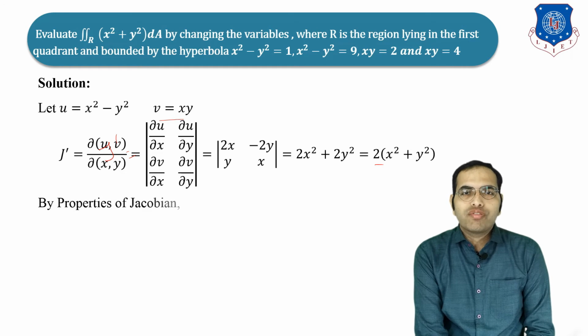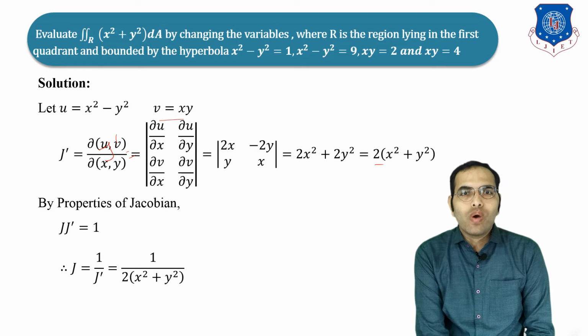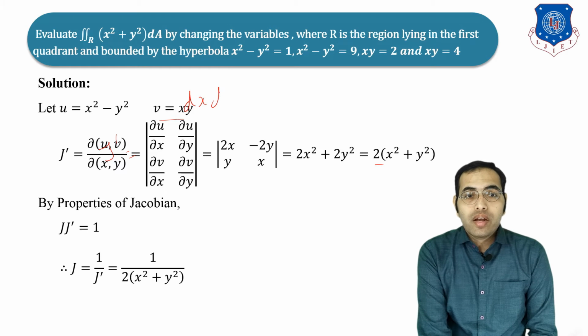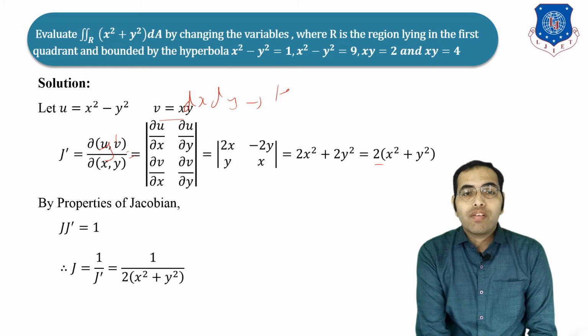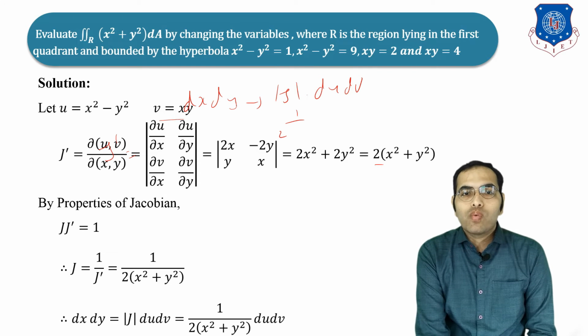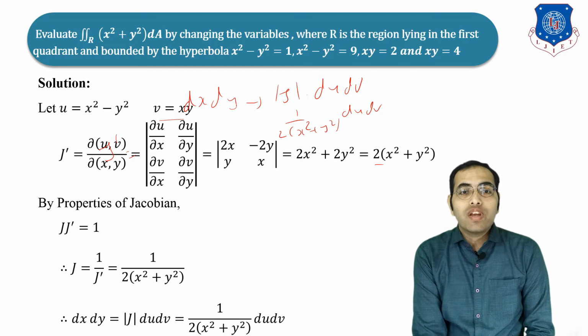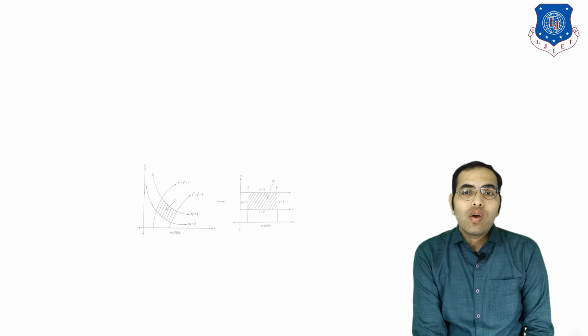According to the properties of Jacobian, J into J dash equal to 1, then J equal to 1 upon J dash equal to 1 upon 2(x square plus y square). Means our dx dy equal to mod J du dv. Then substituting this value of mod J, that will give you 1 upon 2(x square plus y square) du dv. Now first we draw the regions and find the limits of u and v.